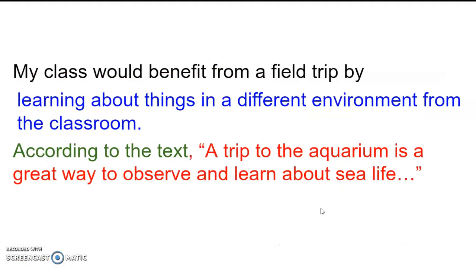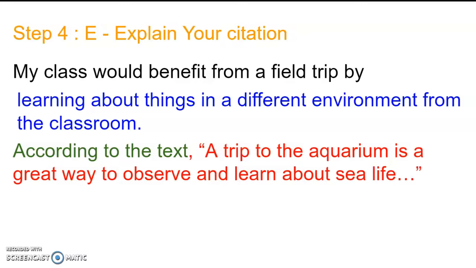That was citing textual evidence. Now, I just moved all my stuff up because I was running out of space. So I'm going to be at step 4 now, and explain your answer. That's the E, which stands for explain. So I'm going to explain my answer, or explain my citation. And my citation just means my quote, right? So what does this talk about? How does this answer my question? How does this prove my question? And the question again was, how does my class benefit from a field trip?